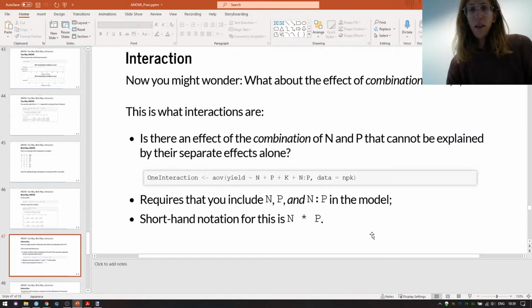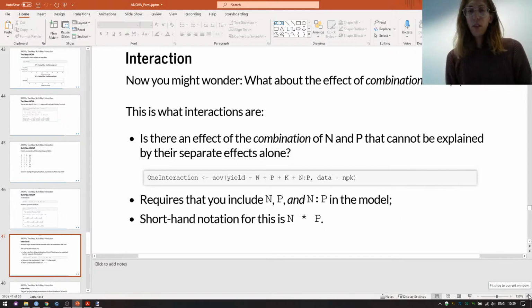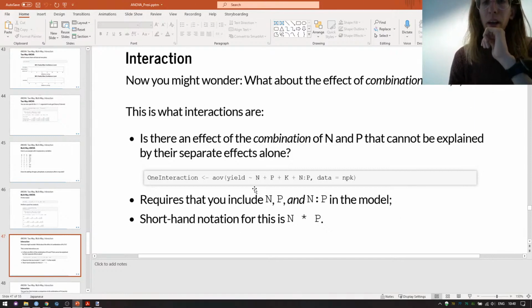Okay, now what would happen if, for example, nitrogen would have an effect, but only in the presence of some other supplement as well? So that might be the case, that nitrogen itself isn't very helpful in increasing the crop yield, but that the combination of nitrogen and phosphorus, for example, is effective. Well, you can check that by adding an interaction to the ANOVA model.